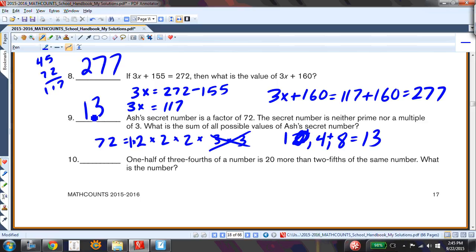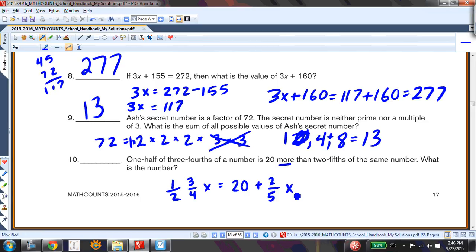Okay, 1/2 of 3/4 of a number is 20 more than 2/5 of the same number. What is the number? So you could do this a couple different ways. I prefer to set it up like an equation. 1/2 of, that's like multiplication, 1/2 of 3/4 of a number, x, is equal to 20 more than, so I'm thinking plus, 2/5 of that same number. So this is my equation.